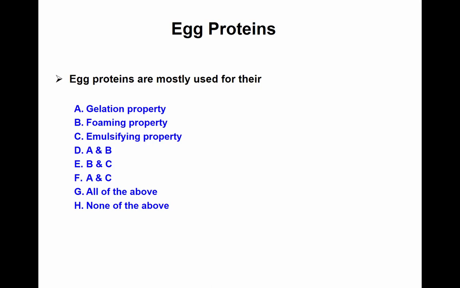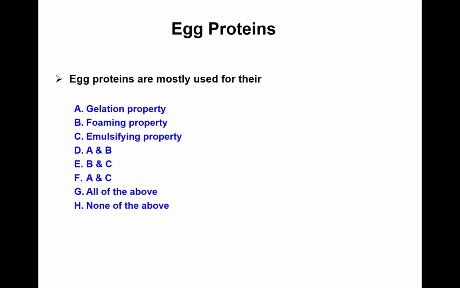Yeah. So they are used for all of the above. Why is gelation important? If you take a sponge cake recipe, you have a lot of egg, very little flour, right? So what's giving you that texture and the capability to hold the gas is the gelation of the egg protein. In custard, anything that requires a certain texture structure, it's because of using the eggs, because of its gelation.